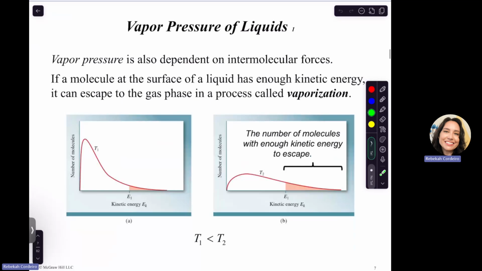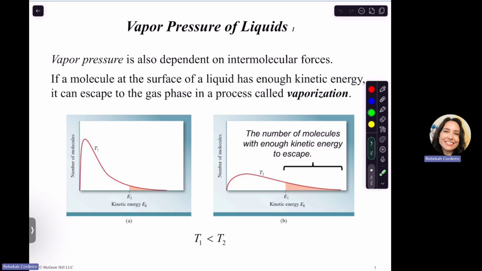We're going to be focusing a lot of this section on vapor pressure. Vapor pressure is also something that's dependent on intermolecular forces. When you have the surface of a liquid, some particles can go into the gas phase, even if it's a liquid at room temperature. So if you have a bottle of water in front of you right now, some of that water is turning into water vapor or gas, right? At the temperature that we're at.